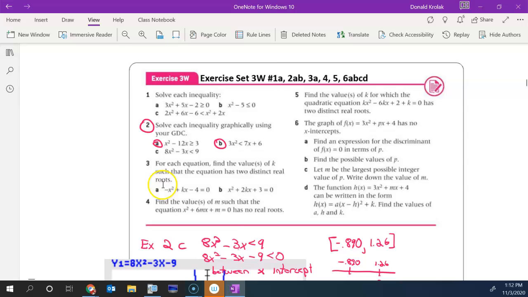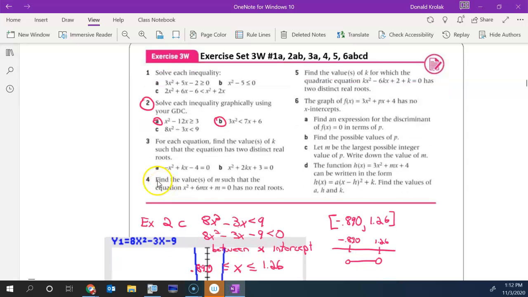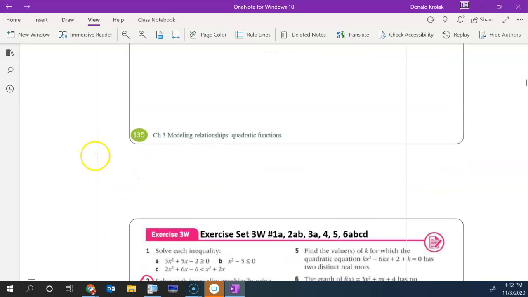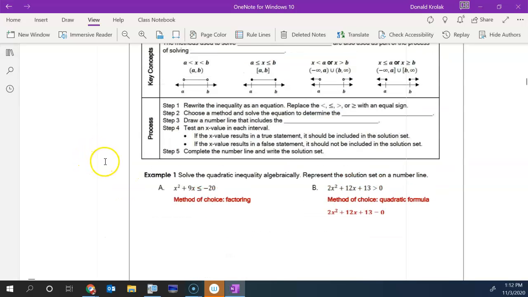Okay, so we'll stop there for today, and then we'll continue tomorrow with how this relates to the discriminant. So no homework yet.